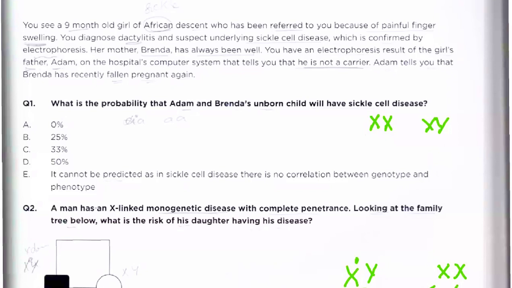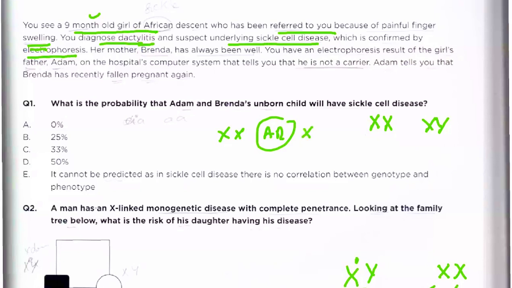Okay, now see here in the exam, you will get questions like this: you see a 9-month-old girl of African descent who has been referred to you because of painful finger swelling. Your diagnosis is dactylitis and you suspect underlying sickle cell disease, which is confirmed by electrophoresis. So this is the child who is coming to me with sickle cell disease. Okay, that is an autosomal recessive disease. For any autosomal recessive disease, there is a 100% chance that the parents of this baby are carriers.